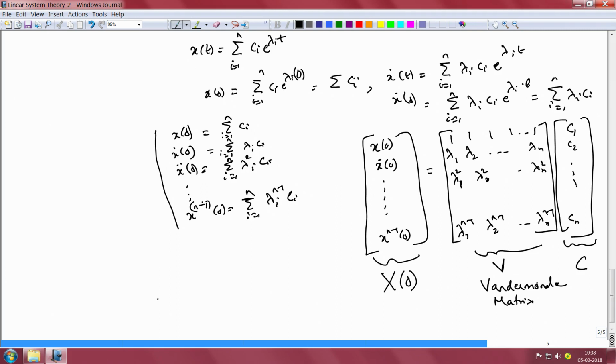Now we can obtain each of the elements of the vector C by inverting the van der Monde matrix and multiplying it with the vector of initial conditions capital X of 0, and this solves the first problem that we assigned ourselves, namely to obtain the solution to the homogeneous linear time invariant ordinary differential equation. Now let us illustrate the steps that we undertook by means of a numerical example.